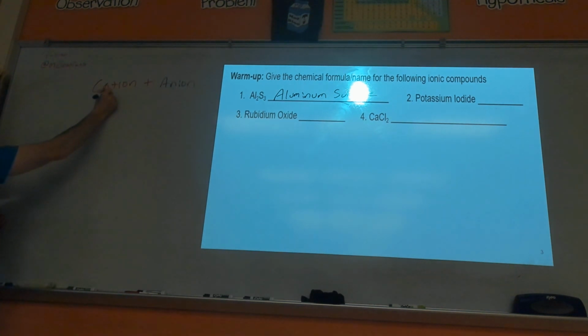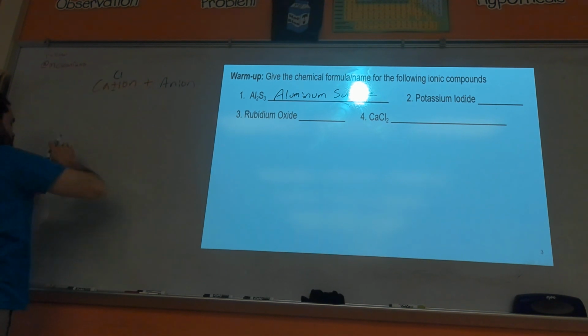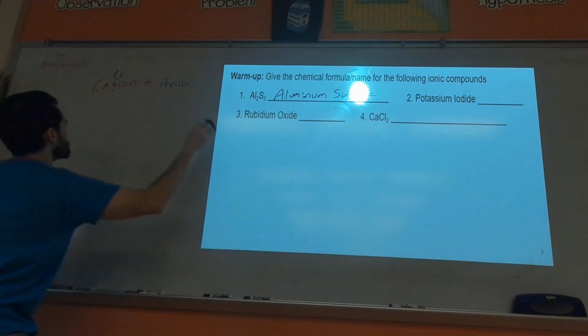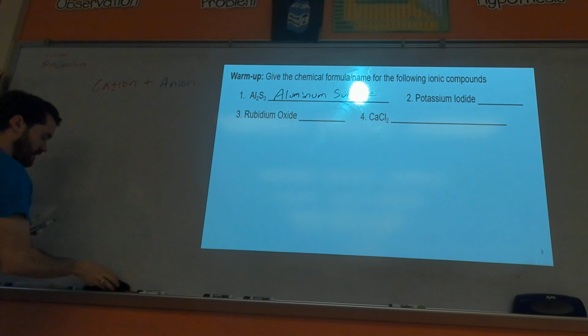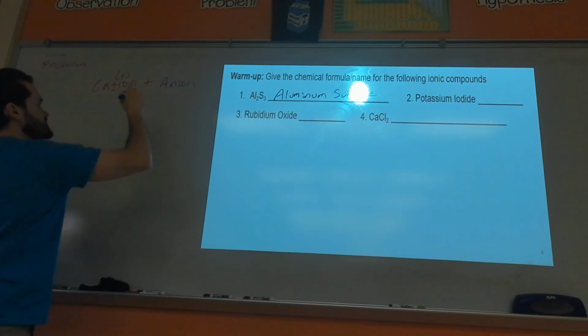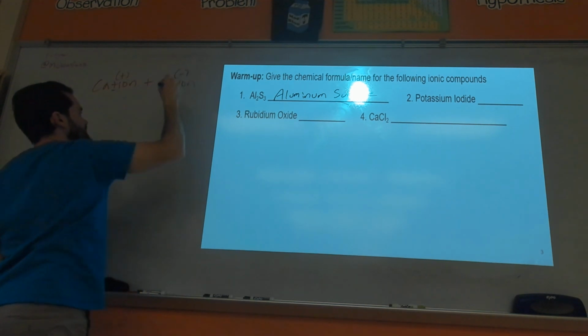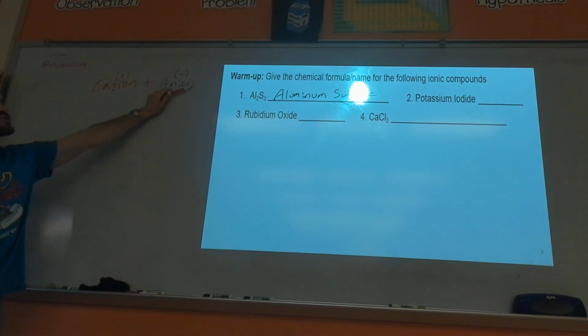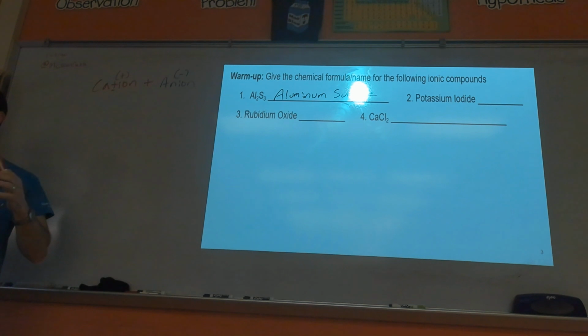Meaning a cation, think of that little lowercase c, that's a positive sign. Every ionic compound is made of something that has a positive charge. Let me do that in red. Every ionic compound is made of something with a positive charge plus an anion, something that has a negative charge. Anion, think there's those two N's there, N for negative. Okay?